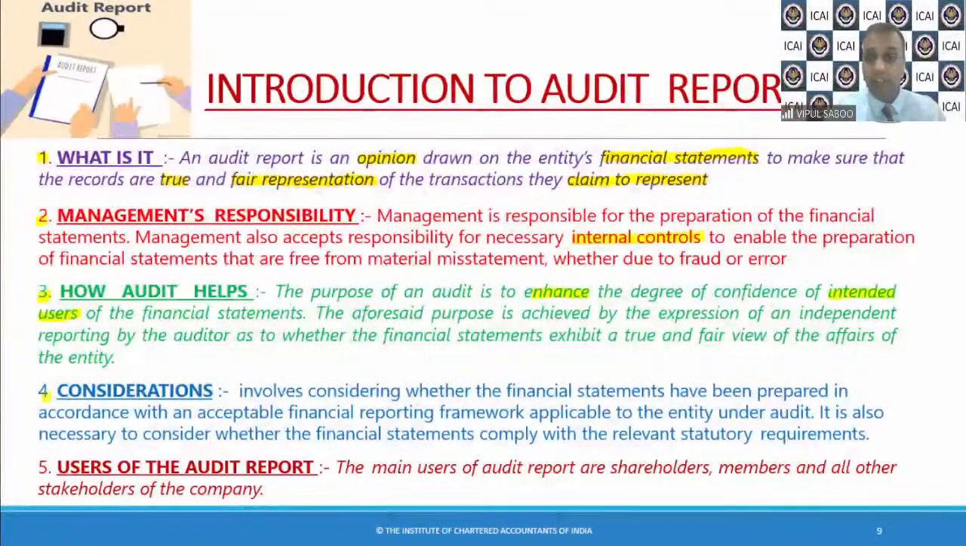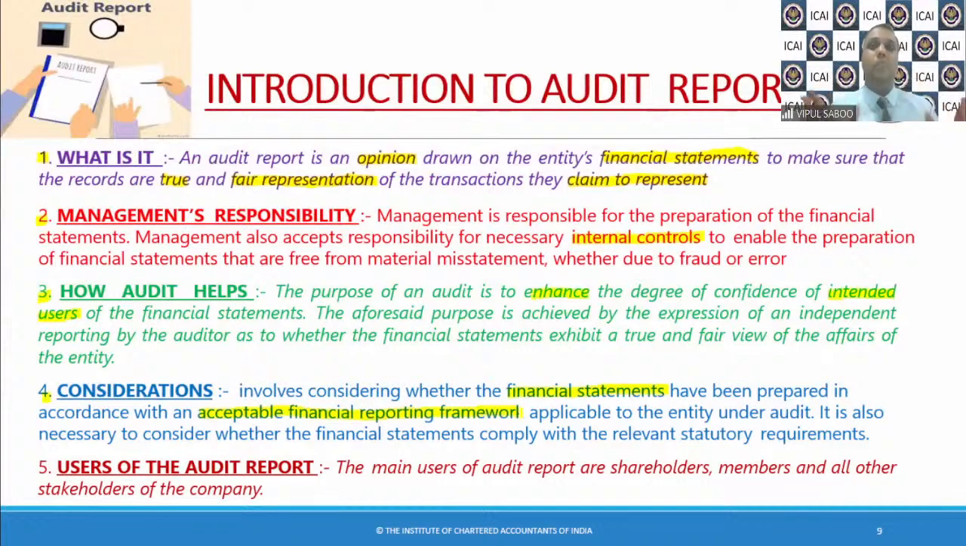So, considerations on the part of the auditor. What does the auditor do while carrying out his audit and forming his opinion? The auditor has to consider whether financial statements have been prepared in accordance with the acceptable financial reporting framework as applicable to the entity. I've already told you, different framework for banks, insurance companies, NBFCs, electricity companies, different kinds of organizations, different kinds of frameworks, whatever is applicable to that particular organization. Financial statements should be prepared accordingly.